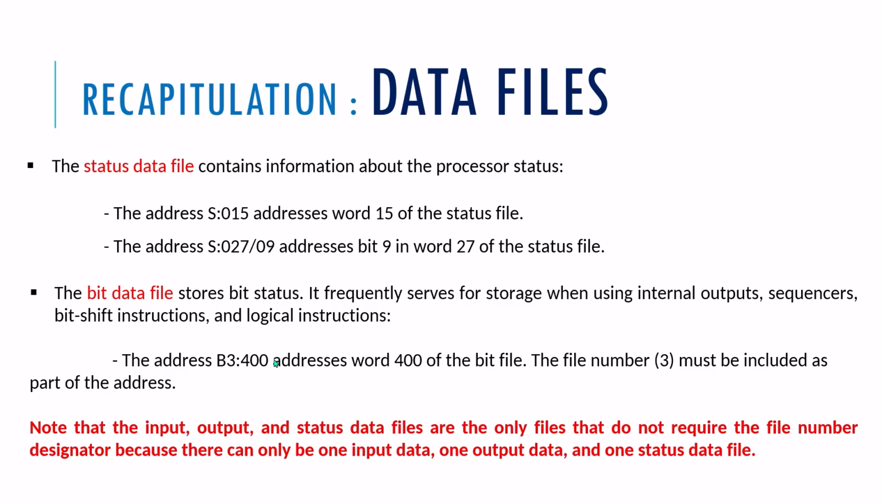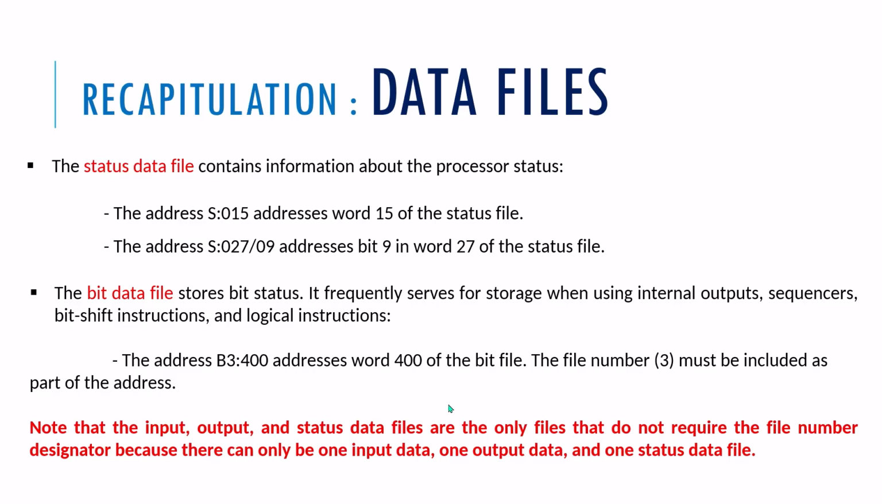This particular address is the word 400 of the bit file. Now remember, one very important point I have written over here: input, output and status data files are the only files that do not require the file designator, because there can only be one input data, one output data and one status data file. Okay, this concept is very important.